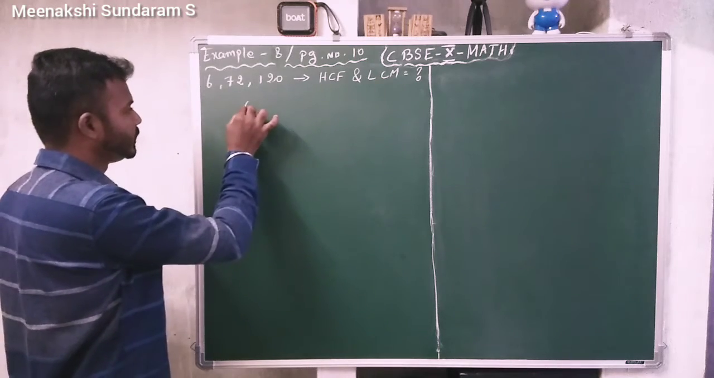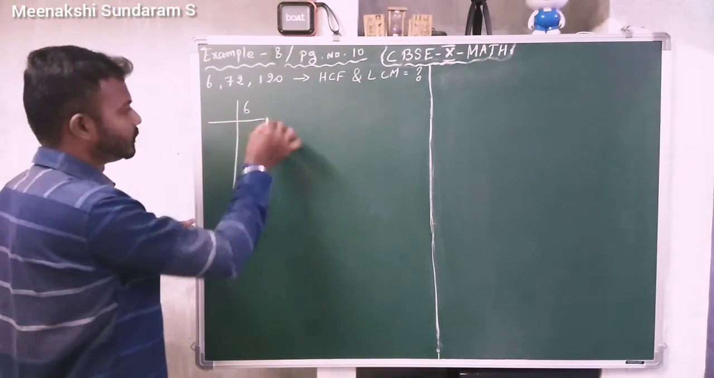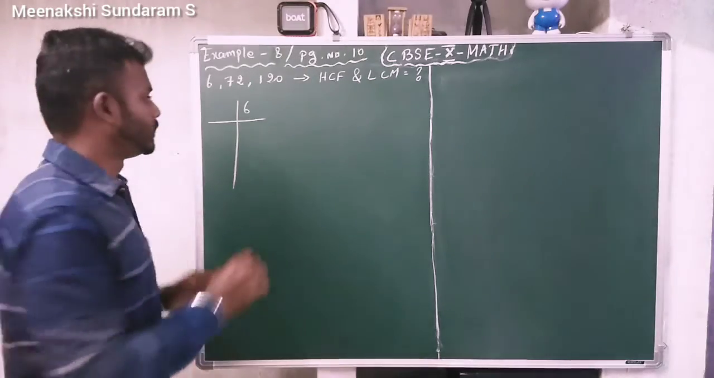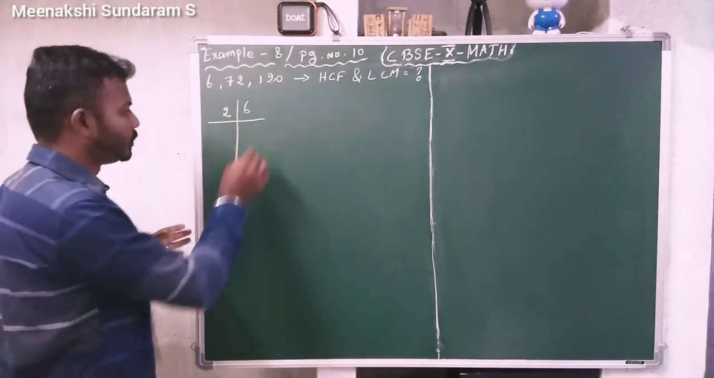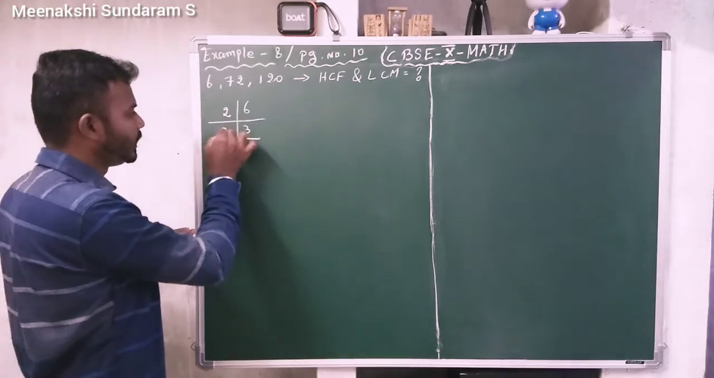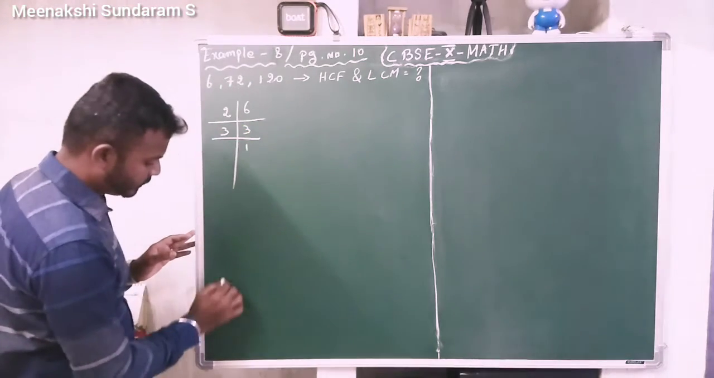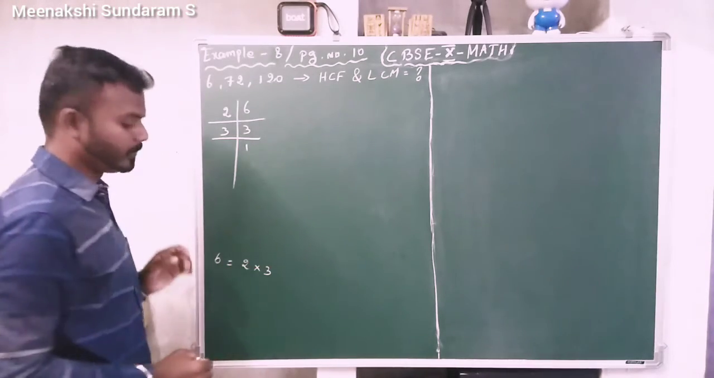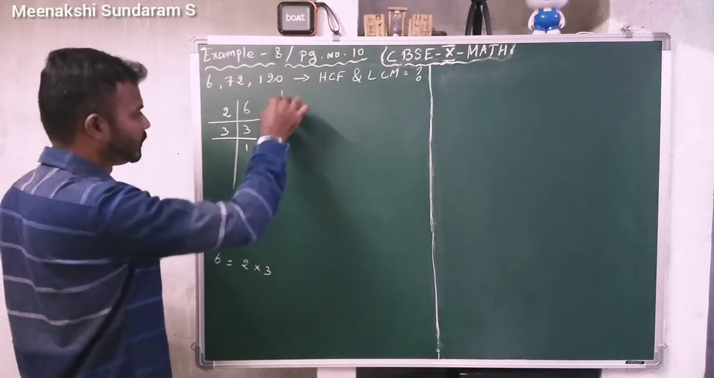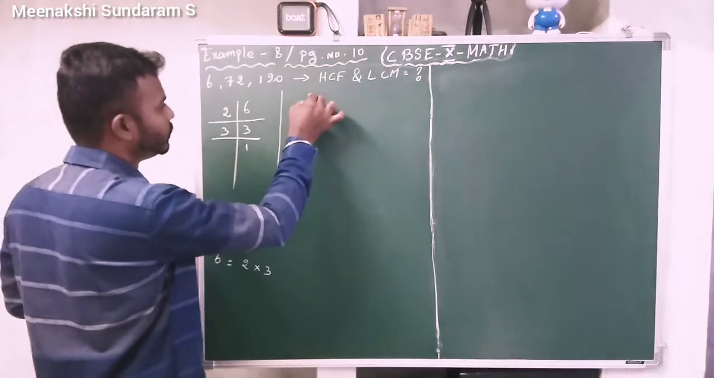First you should take the number 6 and find the prime factors. Now 6 is an even number, so it's divisible by 2. That leaves 3, and 3 divides one time. So we can write 6 is equal to 2 into 3. Clear? Next, we take the number 72.